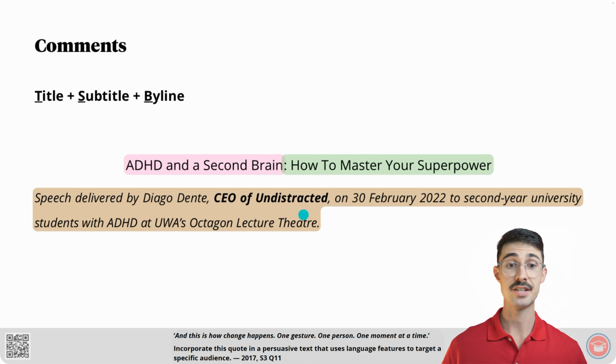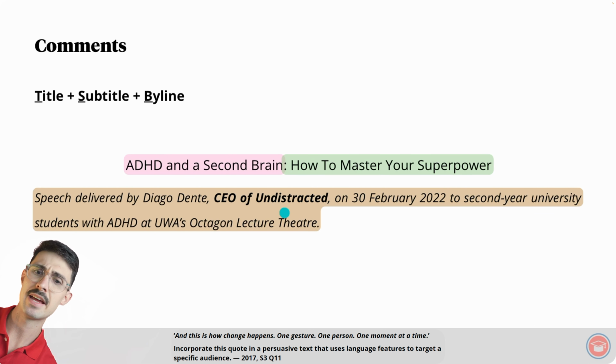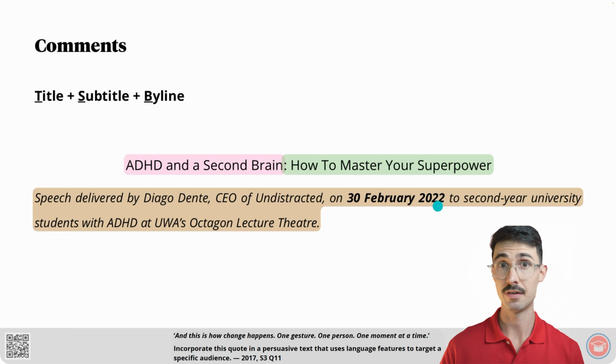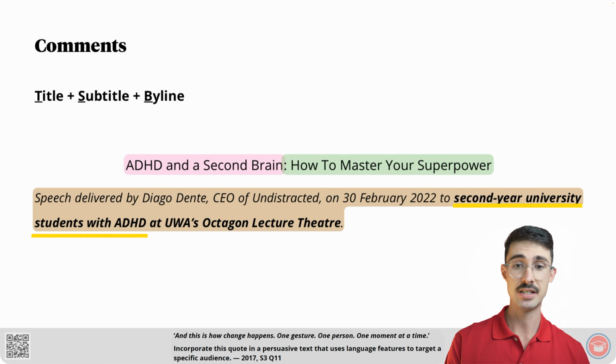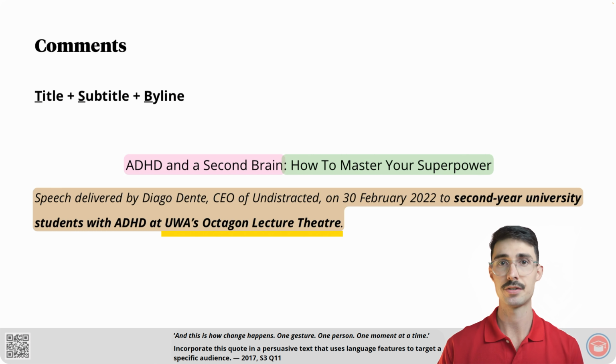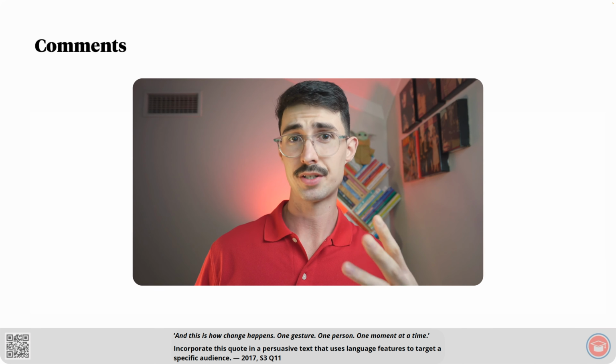Finally, we have the byline. Speaker's name, speaker's occupation. The fact that the name of this company relates to the topic of ADHD is just a nice little touch that I'm sure the marker would appreciate. We have the date of delivery of the speech, and we have the context of delivery. The audience is second-year university students with ADHD, and the location is the Octagon Lecture Theatre. That's the title and its 3 elements.